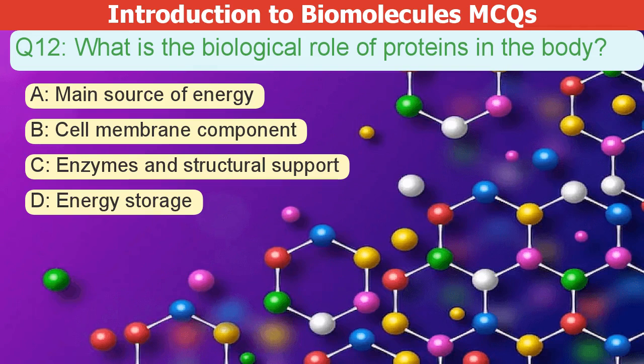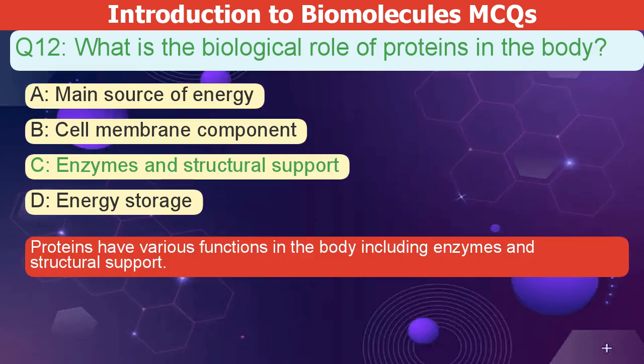What is the biological role of proteins in the body? A. Main source of energy. B. Cell membrane component. C. Enzymes and structural support. D. Energy storage. The correct answer is C. Proteins have various functions in the body, including enzymes and structural support.